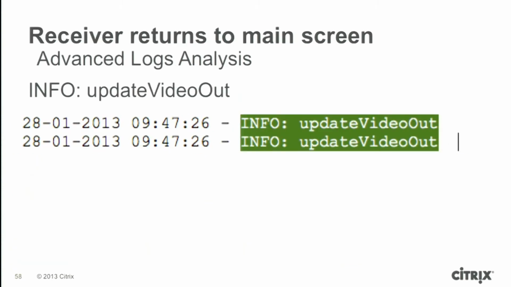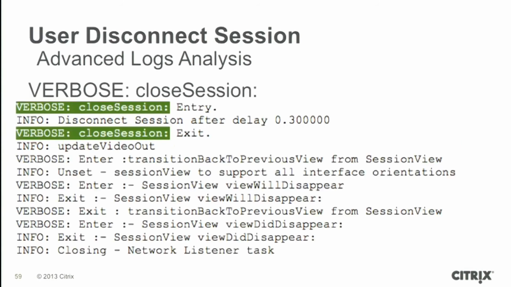This is an update video out message. This occurs whenever the user changes away from the view of an ICA session into the receiver main area or some other local application. And finally, this is a session close down message when the user basically disconnects from a session.